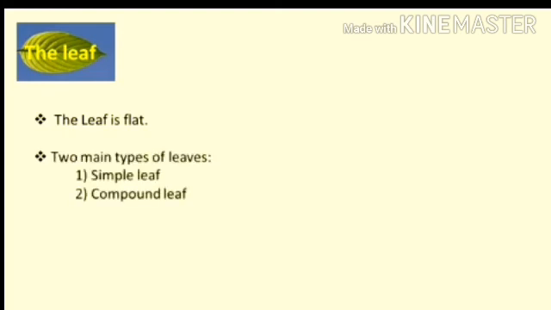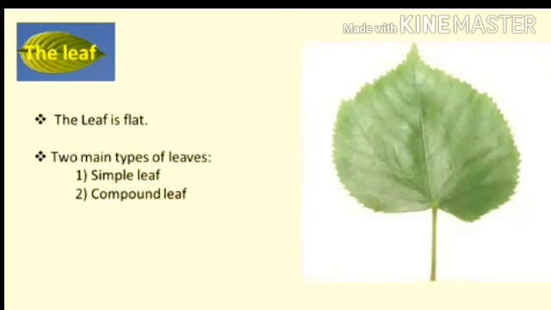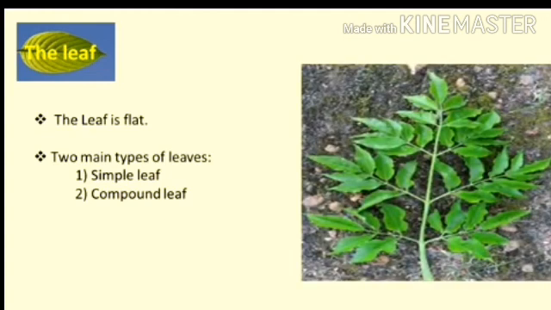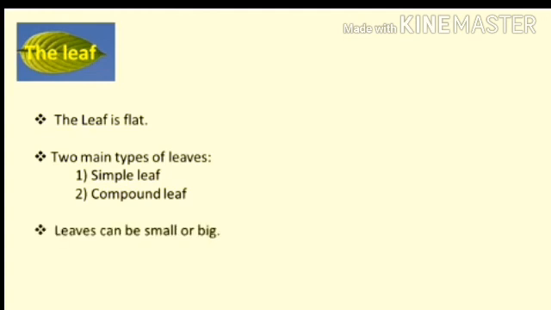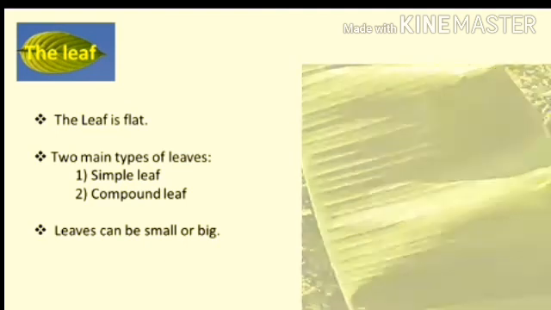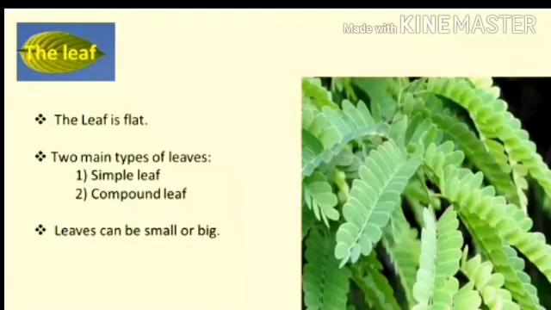The leaf is flat. It is also a part of a plant, and the leaf has a green color. There are two types of leaves: simple leaf, this is the simple leaf, and compound leaf, this is the compound leaf. Again, leaves can be small or big. This is the banana leaf, it is big, and this is the tamarind leaf, it is small.